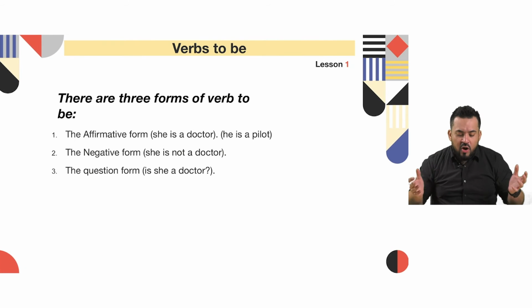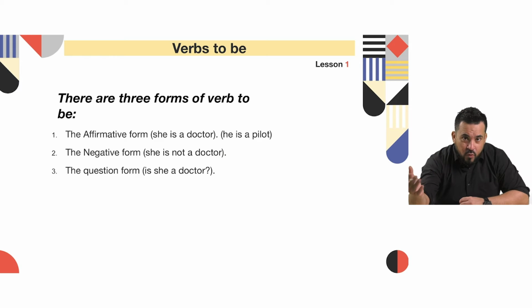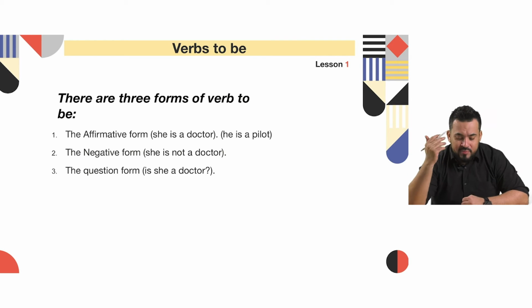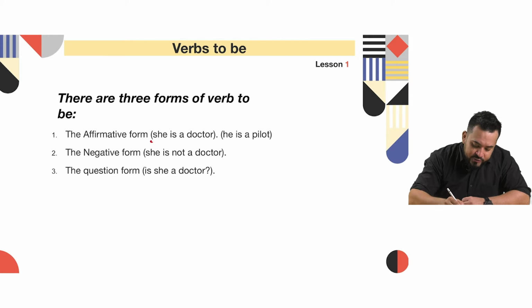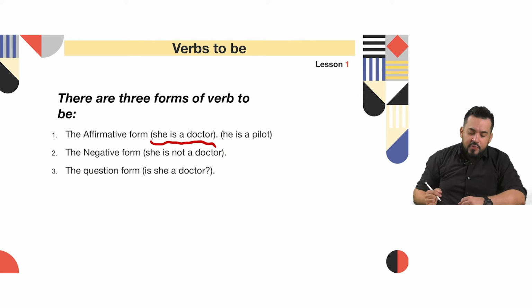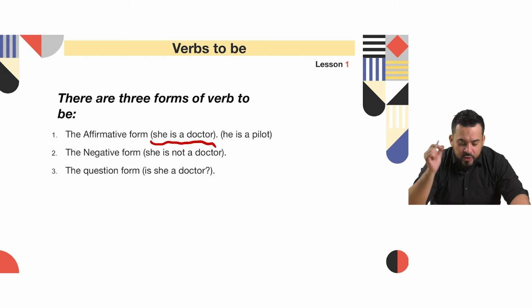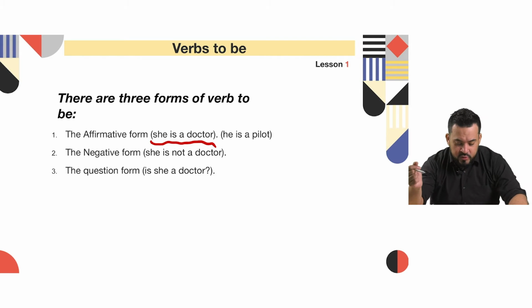Now, there are three forms of the verb to be. There is the affirmative, which means the positive, there is the negative, and there is the question form. The affirmative form is like: she is a doctor, or he is a pilot. The negative form is: she is not a doctor, or he is not a pilot. The question form: is he a doctor, or is she a doctor? Is he a pilot? That is the question form.